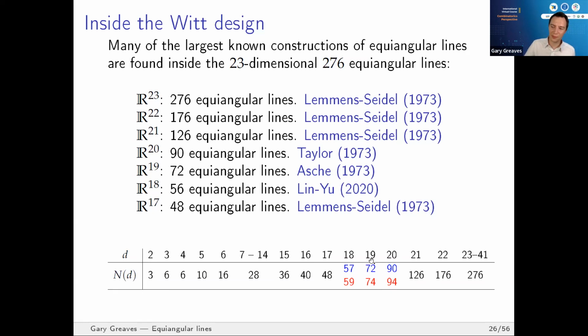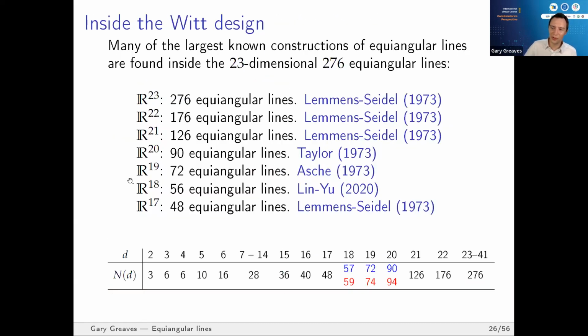For 19, the best possible is currently 72, but we don't know if that can be improved. And also recently, the lower bound for 18 went up to 56, but we know this is not the best. So we can actually do better than a construction found inside the Witt design, but there are some asterisks to point out here, so I'll say a bit more about that later on. And 48 equiangular lines in dimension 17 is also inside the Witt design, and that is the best possible.